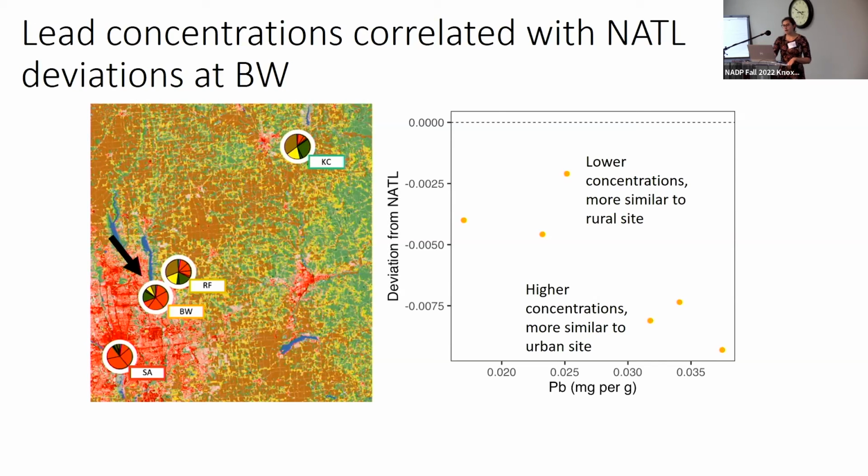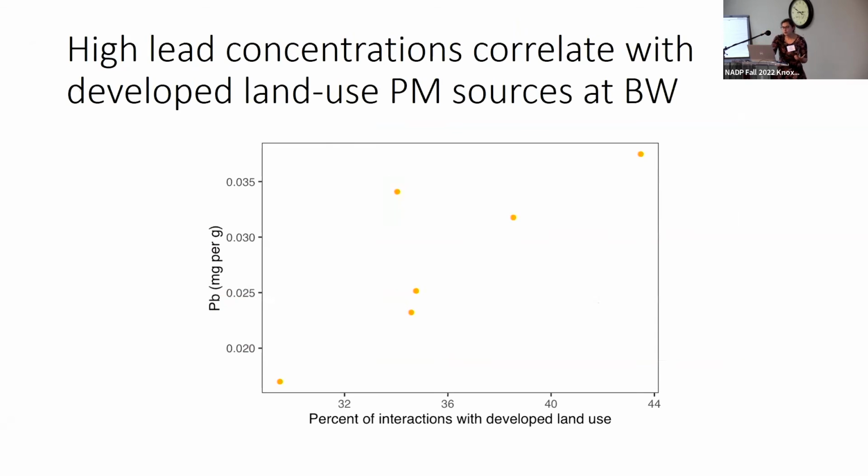And to bring in the back trajectories here, there is also a correlation between the concentration of lead in the samples, and thus that isotopic signature, and where those potential sources of particulate matter are. So just to give you two extremes here, when we have really high concentrations of lead, a lot of those potential dust or particulate matter sources are from developed land use. So this is a week where 43% of those potential sources were coming from developed land.